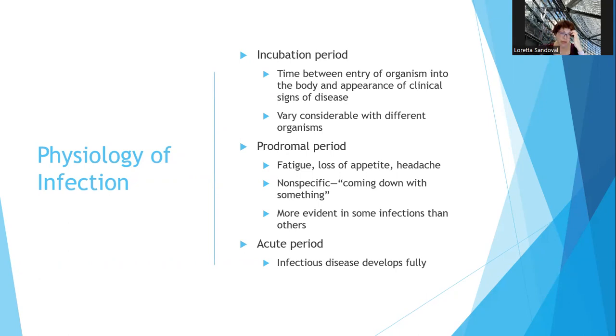So the prodromal period, and we talked about this in the first chapter in terms of terminology, is where you just don't feel right. It's non-specific. You don't necessarily have specific symptoms, maybe fatigue, loss of appetite, maybe a headache, kind of feel like you're coming down with something. The prodromal period can be more evident in some infections than others. The acute period is the period in which the infectious disease develops fully and you have clinical signs and symptoms and you know you're sick.